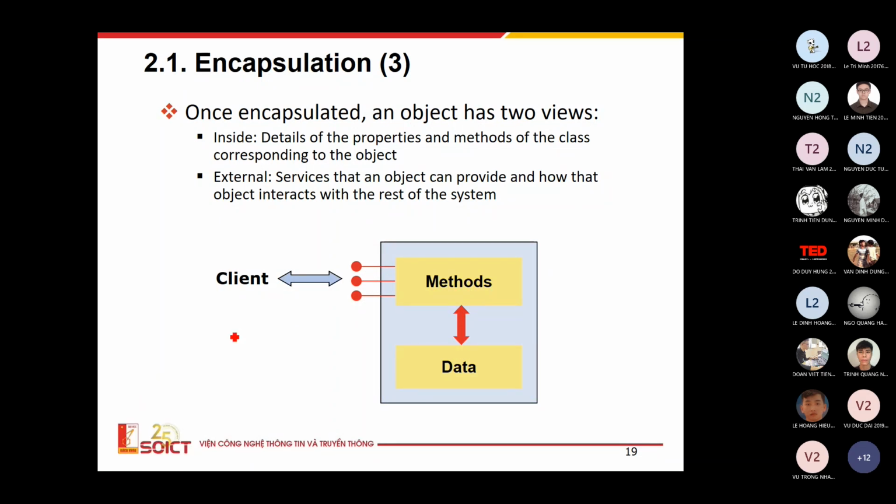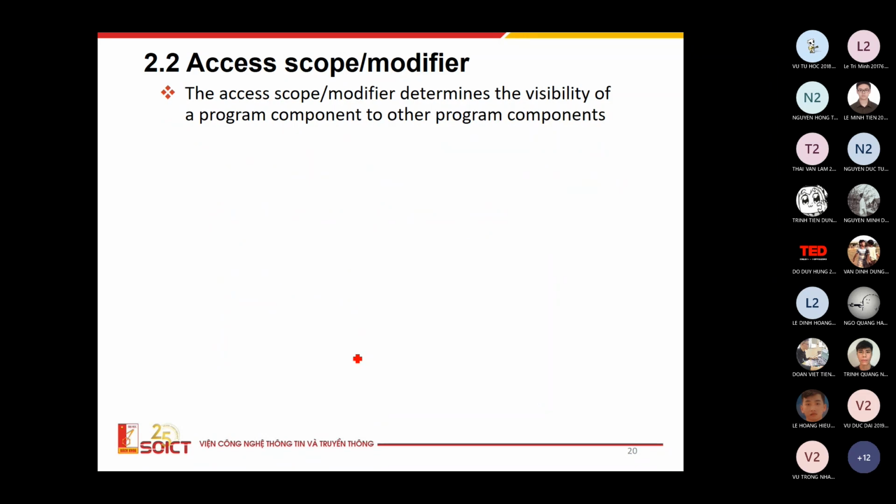You can see you can have two views in a class. Okay. So now you know that if you provide some way, the client can, how to say, interact with the inside of the class. But how you can provide this method or this way? You can use something called the access scope or access modifier. Okay, phạm vi truy cập.